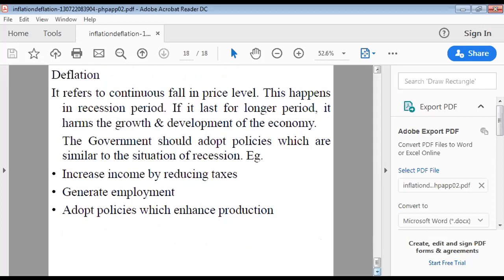Deflation. There is not much to talk about in deflation. It's almost opposite to inflation. It is a continuous fall in the price level, not an increase in the price level, like we said. This happens in a recession period. If it lasts for a longer period, it harms the growth and development of the economy. The government should adopt policies which are similar to the situation of recession, e.g., increase income by reducing taxes, generate employment, adopt policies which enhance production. So this is where we end this presentation.